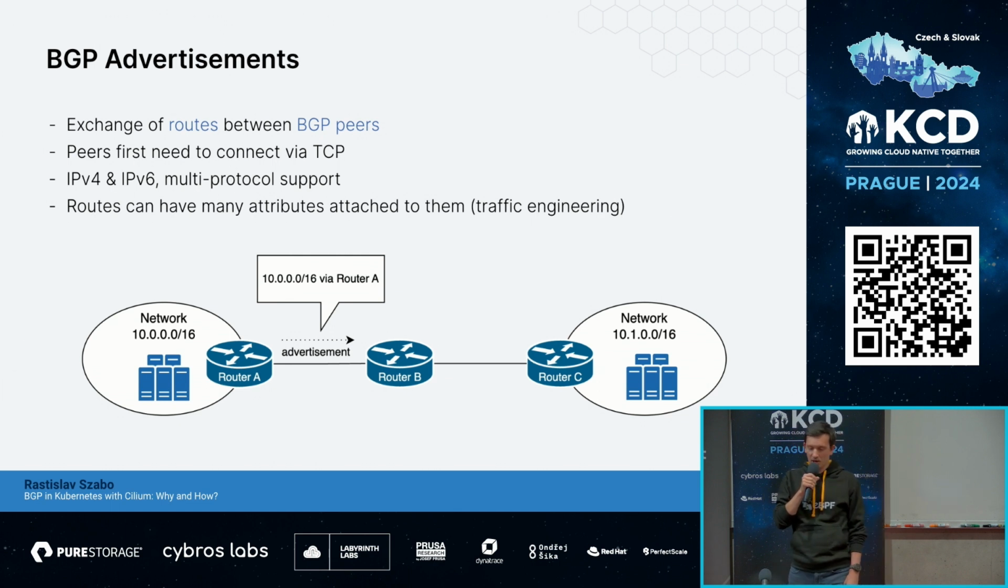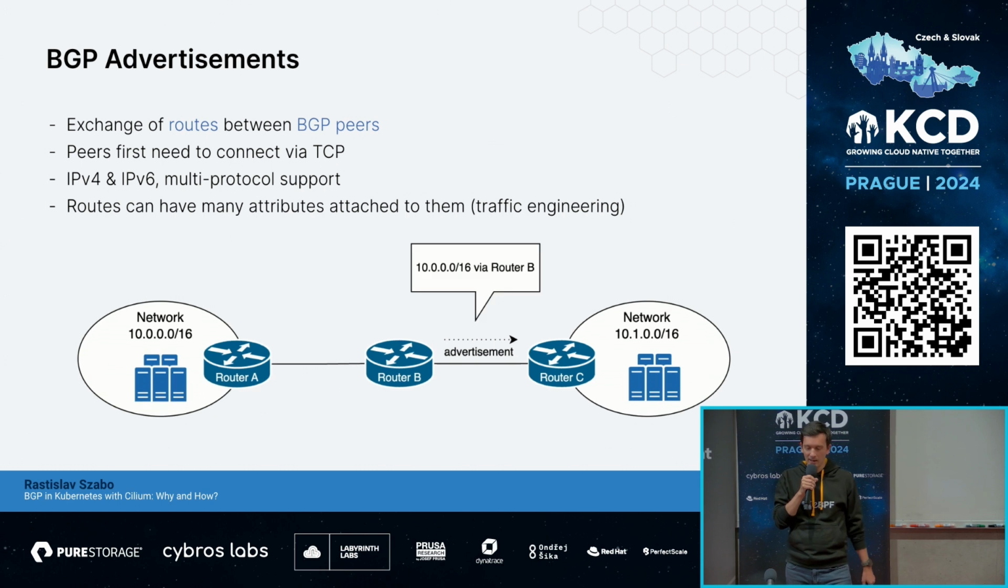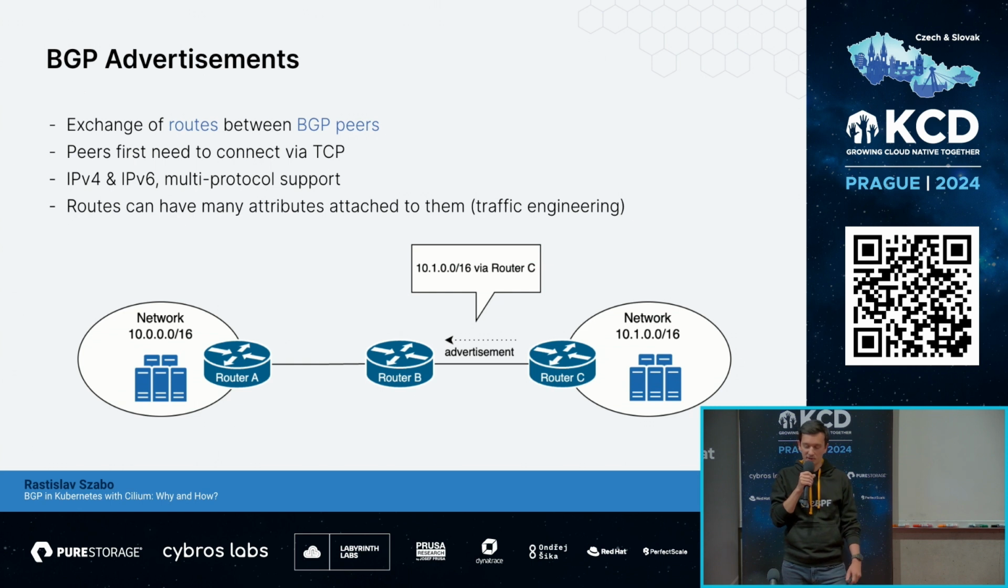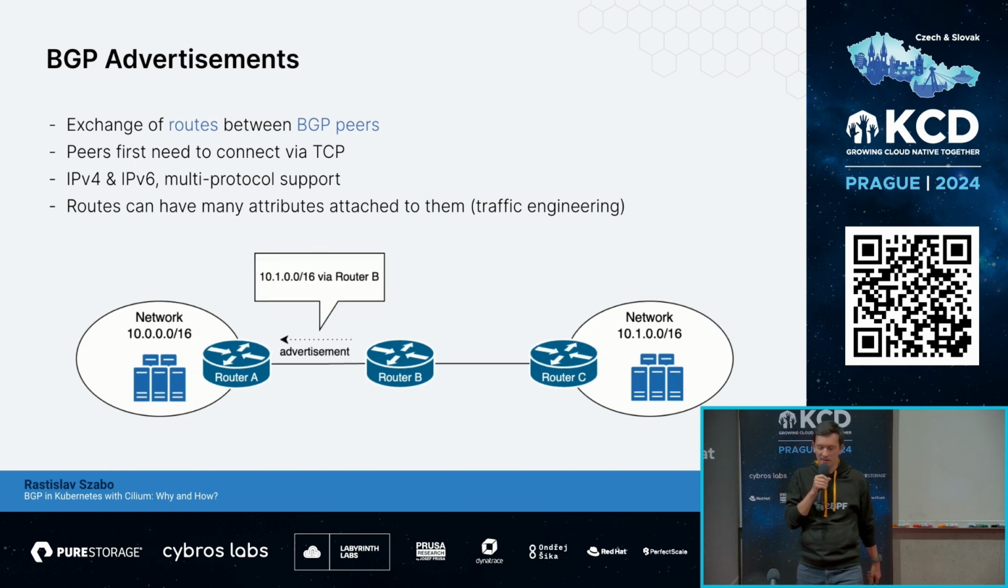On the picture, you can see 3 routers. They are peered, so A is peered with B, B is peered with C, and router A sends a BGP advertisement with a directly connected network to it towards router B. And then router B can send a similar advertisement with the same network to router C. And conversely, router C can send an advertisement about its directly connected network to router B, and B can forward that to router A. This way, the routers learn about the routes, and at this point, all 3 routers know about both networks and how to get to them.